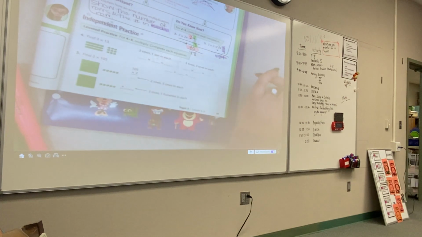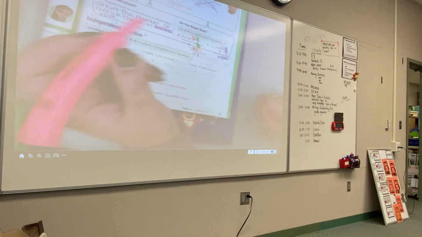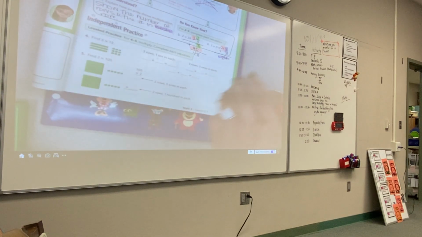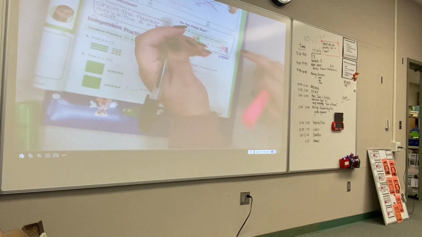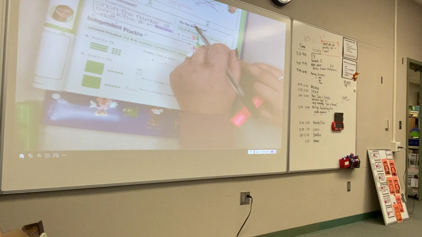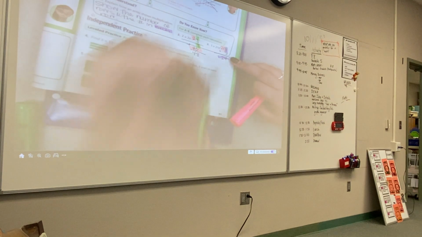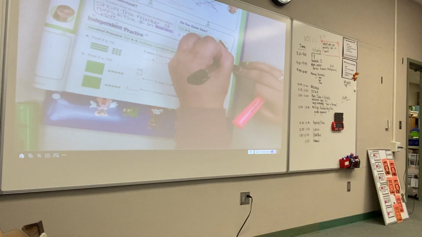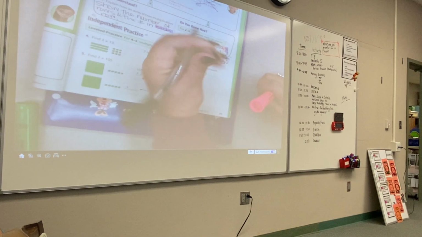Our tens place is what number? 1. Is it 3 times 1 or is it 3 times 10? 3 times 10. So 3 times 10 is? 3 times 10 equals 30.